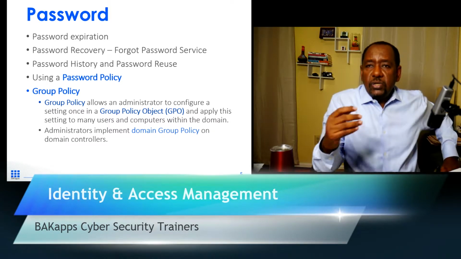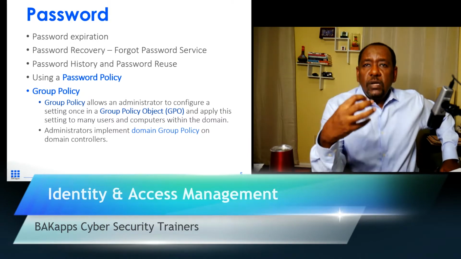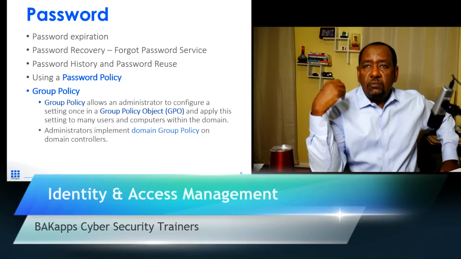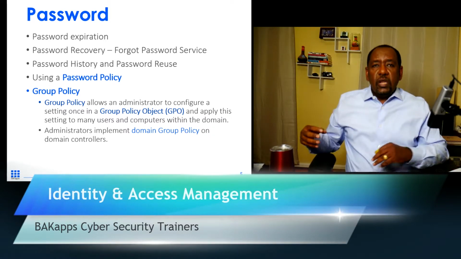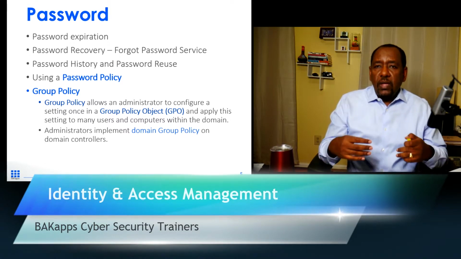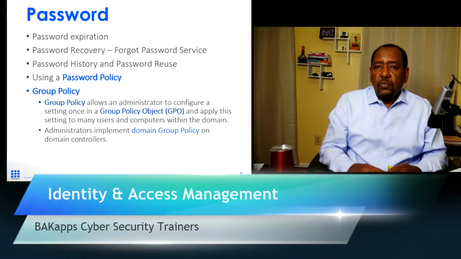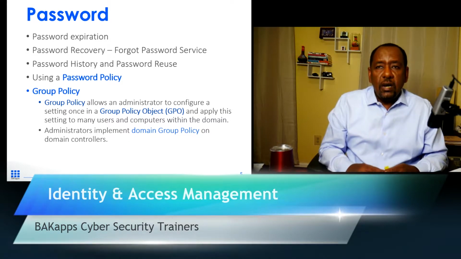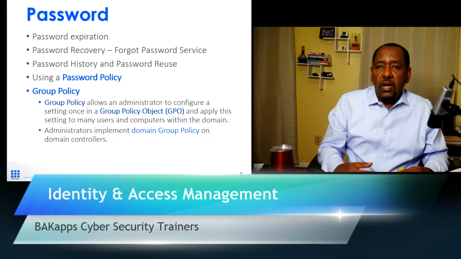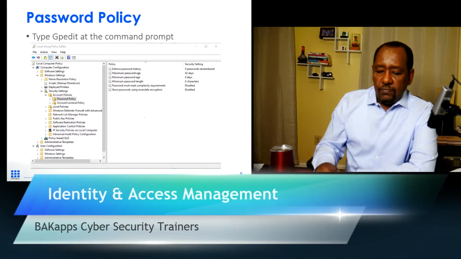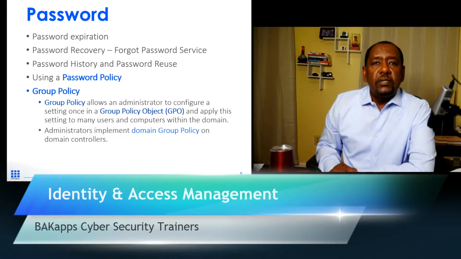It allows an administrator to configure a setting once in a group policy object on the central server, what we call Active Directory, and apply this setting to many users and computers within the domain. What is the impact? Everybody has an identical group policy. If password length is 14 characters, everybody uses 14 characters. If passwords expire every 90 days, they expire every 90 days for everybody. So it is very, very important.